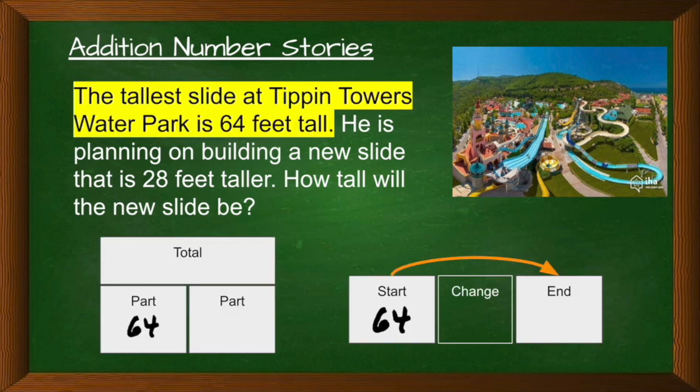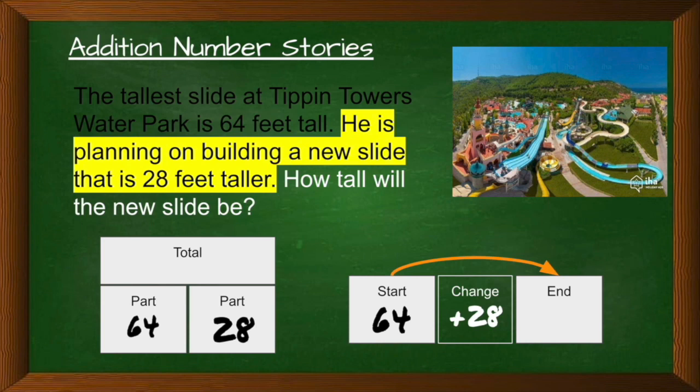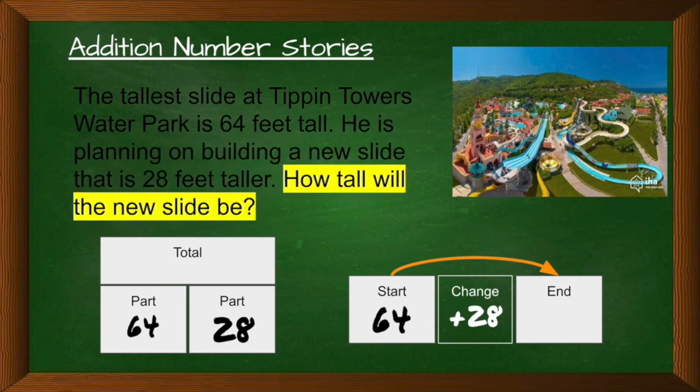So the tallest slide at Tippin Towers Water Park is 64 feet tall. Well, that is our start, or the first part. He's planning on building a new slide that is 28 feet taller. Well, that's a change. That's a change of 28 feet. How tall will the new slide be? So now we know that that is the question. We don't know the total yet, or the end.